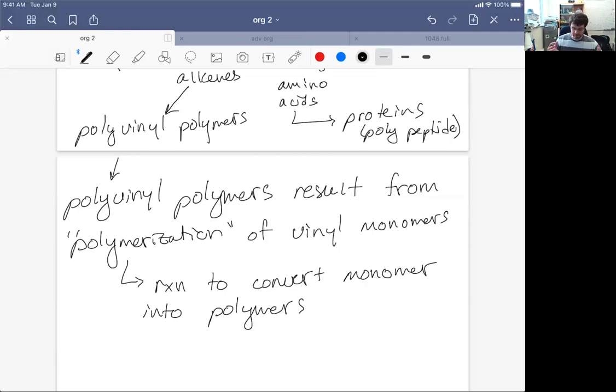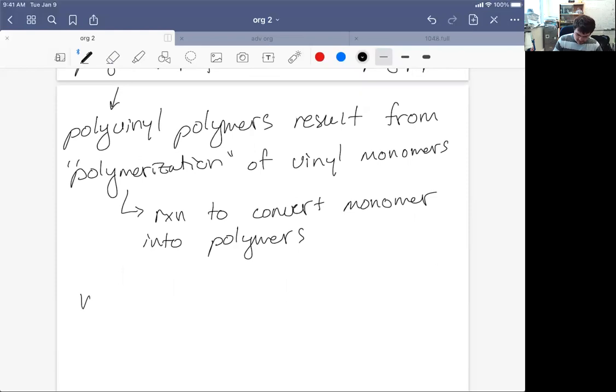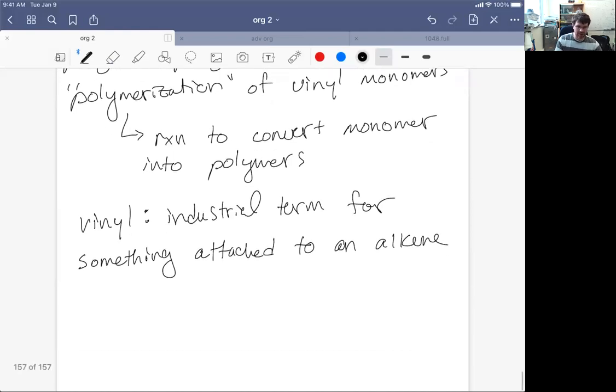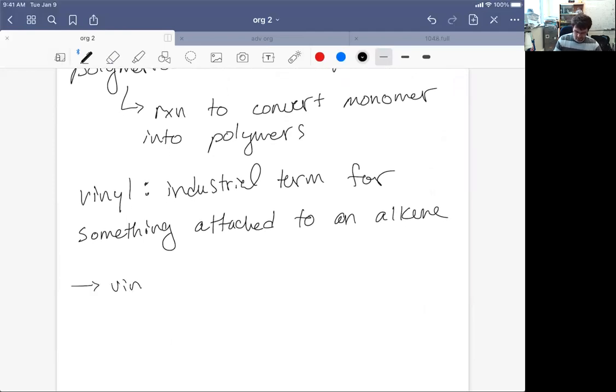Okay, so we have now described polyvinyl polymers, but I haven't really defined what a vinyl group is. So vinyl, this is a highly industrial term for something attached to an alkene. And it's not just an industrial term, it's everywhere, it's just more prominent in industry. So if I say vinyl chloride, that's referring to an alkene having a chlorine atom. You could also call this chloroethene, for example, but people call it vinyl chloride.